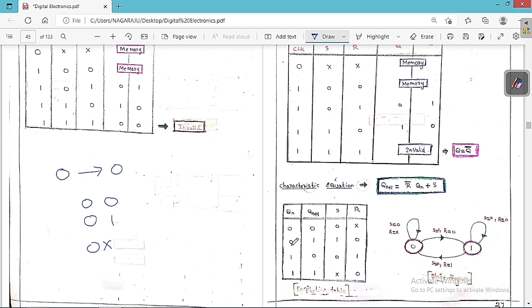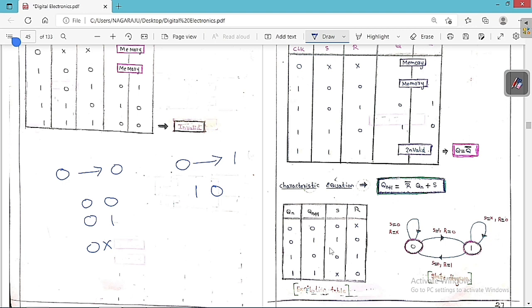Suppose I want to change from 0 to 1, then what should I do? It is simple. If you want to change from 0 to 1, what is the value of S? Here S can be 1, and R is 0. Only 1 0 is going to do this process.